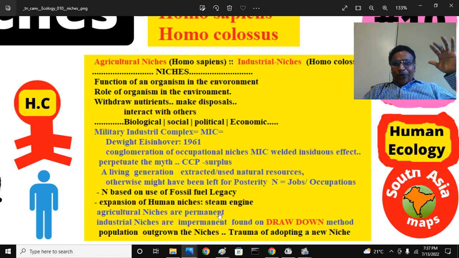Industrial niches are created by drawing down the resources. These are temporary resources and they are depleted very fast compared to the rate of accumulation. So they are not permanent, they are impermanent. That means today our 8 billion population has outgrown the niche. And the trauma of adapting to a new niche means a person changes from one occupation to another occupation, loses the employment, gets a blue slip and so on. He has to learn new things and undergo the trauma of adapting to a new niche.